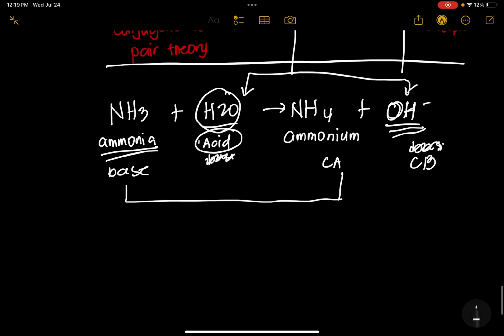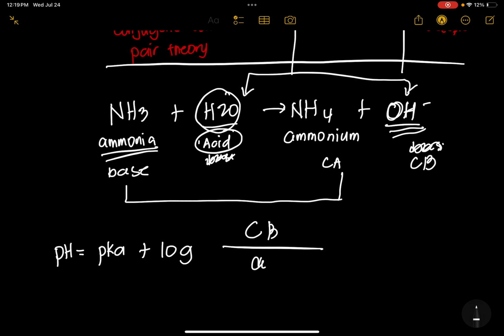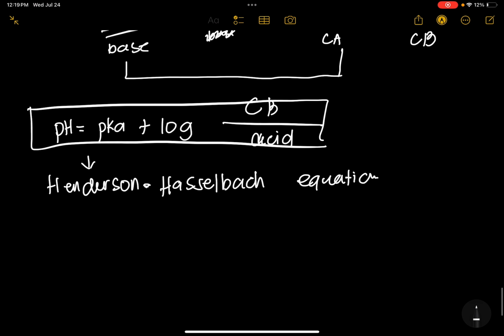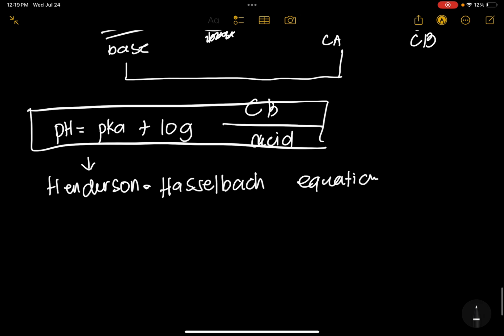So, it is ammonia. And then, we have the equation pH is equal to pKa plus log of conjugate base over acid. This is what you call the Henderson-Hasselbalch equation. So please memorize. This will come out in your exams. It cannot be avoided.